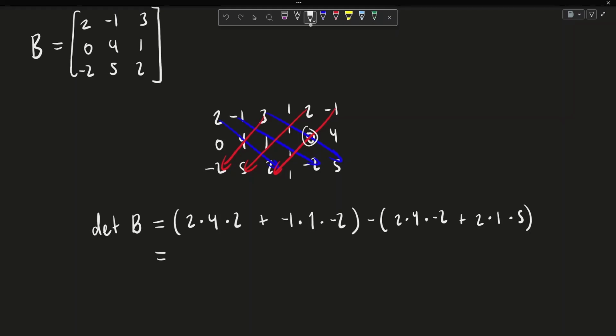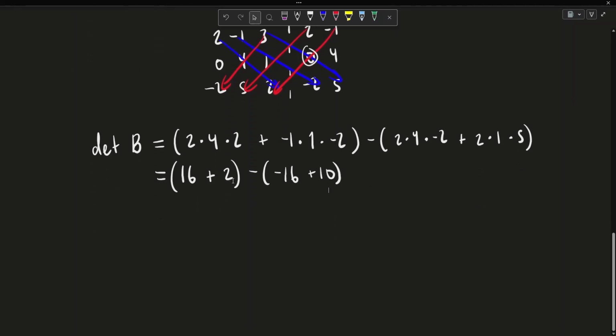And so from this we get 16 plus 2. This is the first part. And from it we subtract -16 plus 10. So this term gives us -6, which we then multiply by -1. So we get 18 plus 6, which is equal to 24. And so the determinant of B is 24.